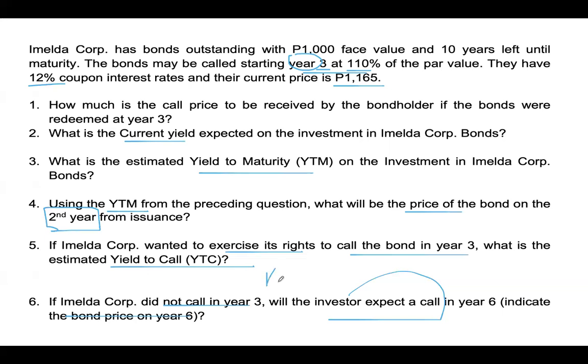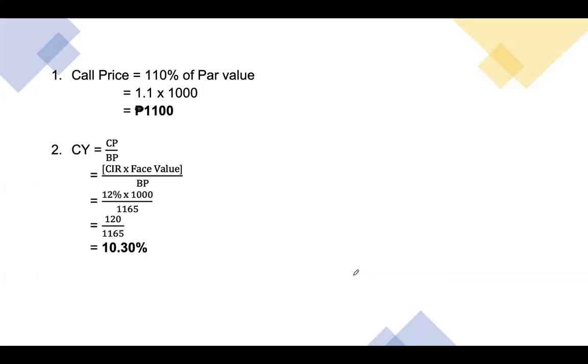So if the market price is greater than the call price, makakatipid kasi ang issuer. Kaya we have to expect a call. But if the market price is lower than the call price, bakit mo naman babawiin kung ikaw ang issuer? Okay, so to answer, the call price is 1,100.